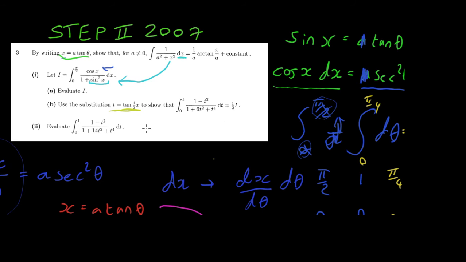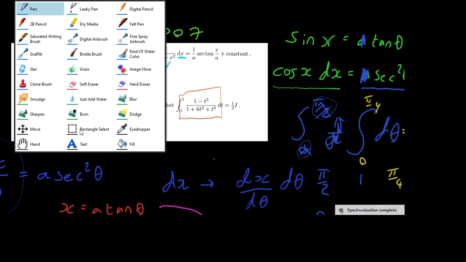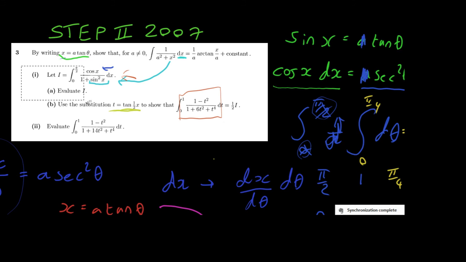Basically, we want to show that this integral under the tan substitution is going to be half of I there. So we want a cos x and we want a 1 plus sine squared x. Well, to make things neater, I'm just going to move this over here, and we're going to have a bit more room for us to write things with.